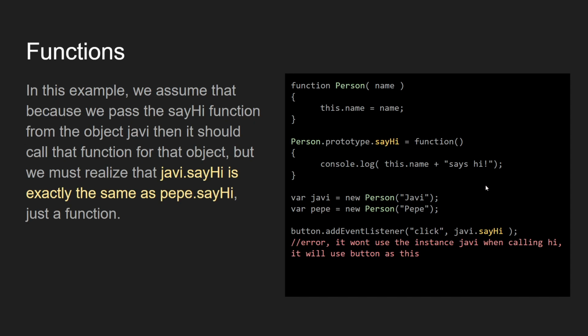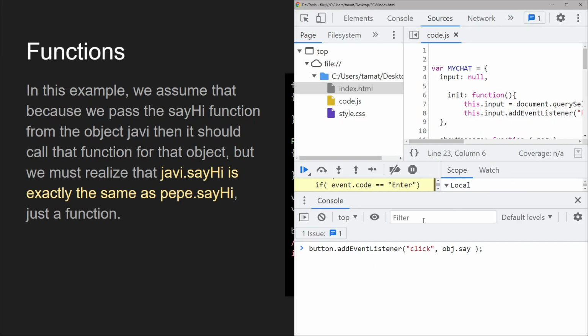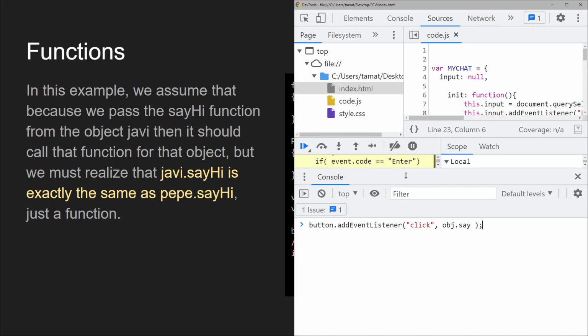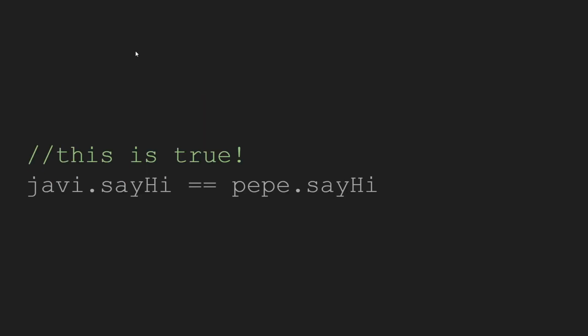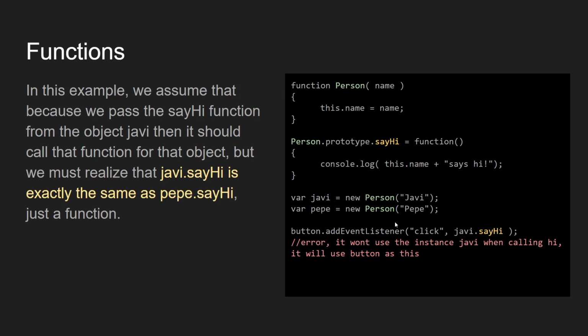I can show you this also, so maybe you can understand it a little bit better. Imagine this situation. I'm going to give you this example later. Also, pay attention that Javi and Pepe are both the same class. So when I say hi, both are going to execute this function over here.